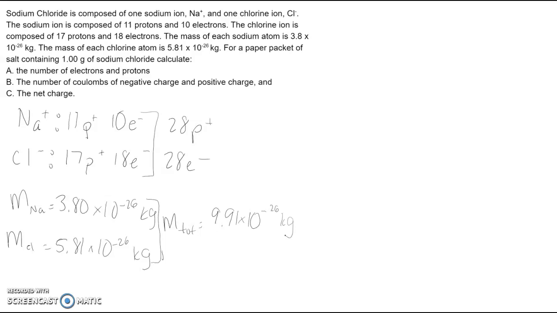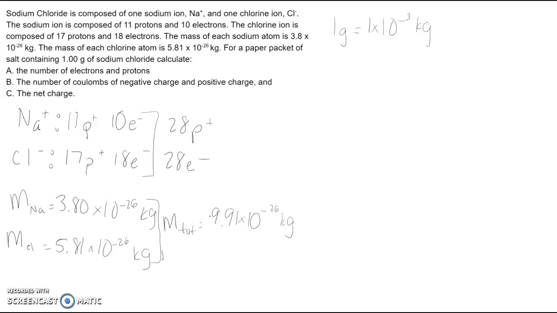First, we want to find the number of electrons and protons in that 1 gram of sodium chloride. It would be useful to determine how many molecules of salt we have in there. Since we know the mass of one molecule, we can do a quick conversion. 1 gram is 1 times 10 to the negative 3 kilograms, and we know that one molecule is 9.91 times 10 to the negative 26 kilograms.